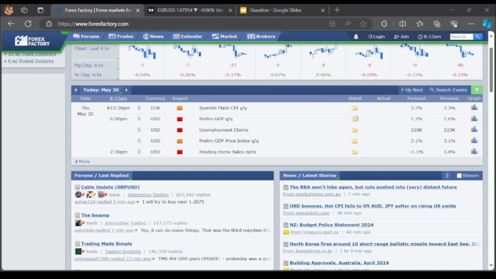So today again I'm going to do the Euro USD chart analysis for today's trade. So let's get started. First of all, let's take a look at the news we are having.